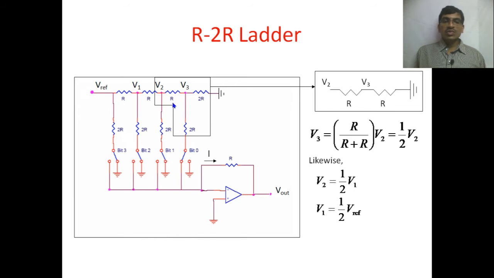As we have only 4 nodes here, we can calculate V3 as 1 by 2 V2, and V2 is equal to 1 by 2 of V1, and V1 is equal to 1 by 2 of V reference. Now we can substitute one into the other here.